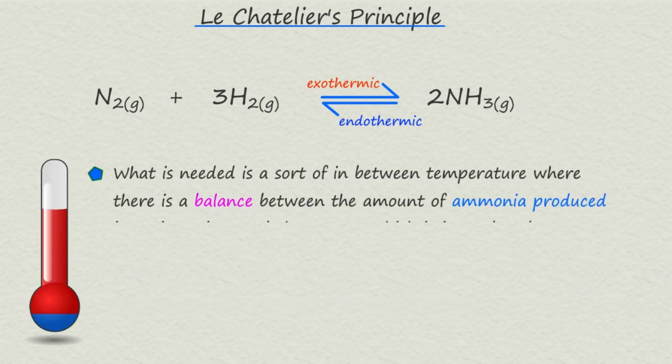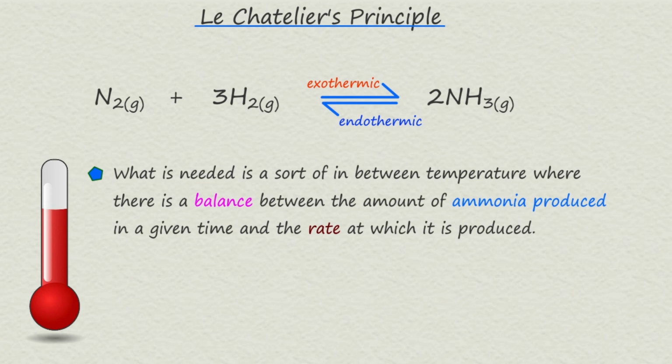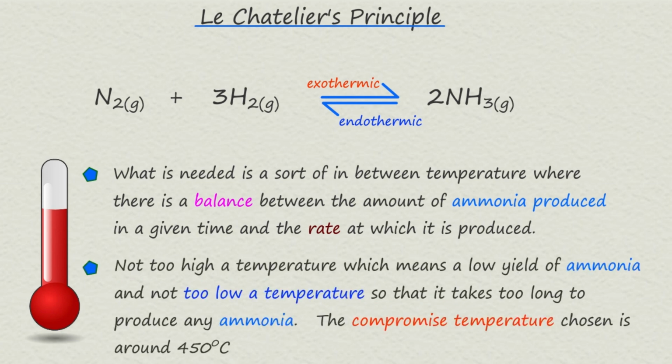So what we need is a compromise temperature. That is one which is not too low that it will slow down the reaction so that it takes too long to produce any ammonia, and one that is not too high, that is, it will reduce the amount of ammonia present in the equilibrium mixture. So a compromise temperature of around 450 degrees Celsius is chosen. This might seem quite high, but it is not really when you consider that most chemical processes operate above or around 900 degrees Celsius.